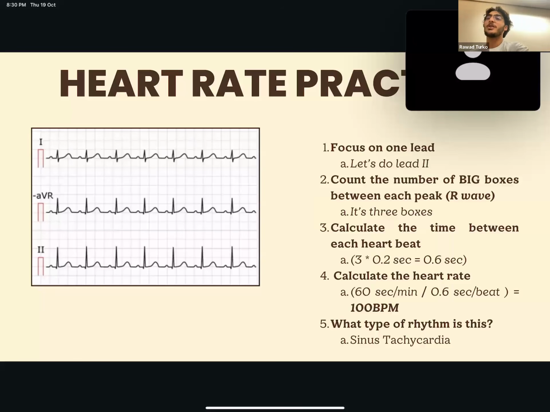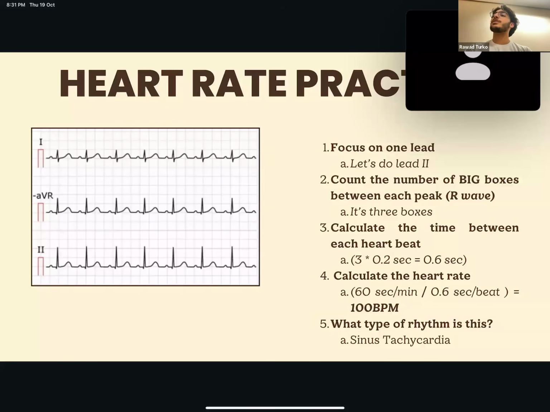Perfect. So let's do this step by step. Let's focus on one lead, because if it's a normal heart, and most of the time it will be, the heart rate in every single lead will be exactly the same. It's just different angles that we're looking from. The heart pumps very quickly, all of it in a very short period of time, so the heart rate is the same in every single lead. So let's focus on one lead. Let's do lead 2, the one at the bottom, just because it's the one we're most familiar with.